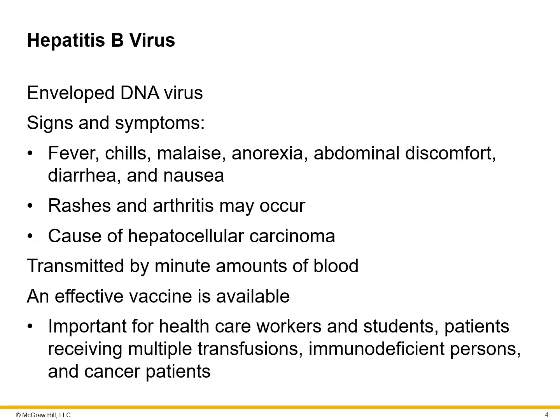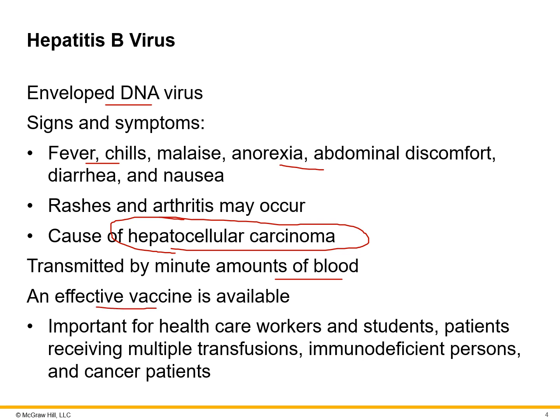Now, hepatitis B is an enveloped DNA virus. More significant problems here. So we have fevers and chills, anorexia, abdominal discomfort, some diarrhea, some rashes and arthritis can occur. But it can lead to hepatocellular carcinoma. So problems that associate with that. It's transmitted by just minute amounts of blood. And then an effective vaccine is available.